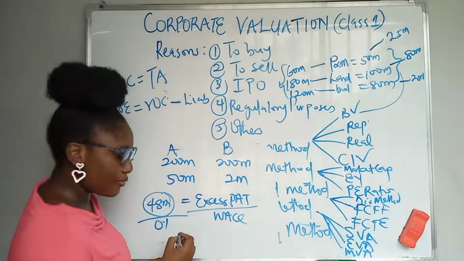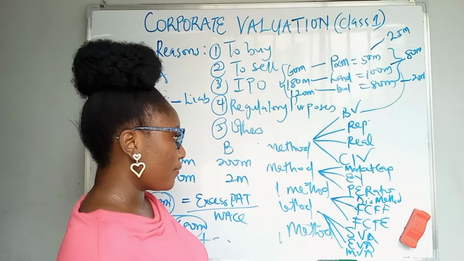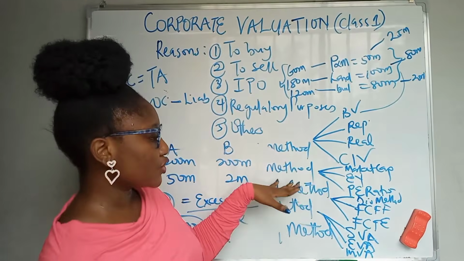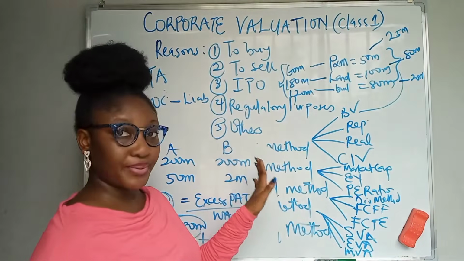So when you discount this, maybe you get like 480 million, you now add it to the tangible assets, and that's the value of the company. Now let's go to the other method, which is the income-based method. But before we go to that, let us solve a question on this asset-based method.